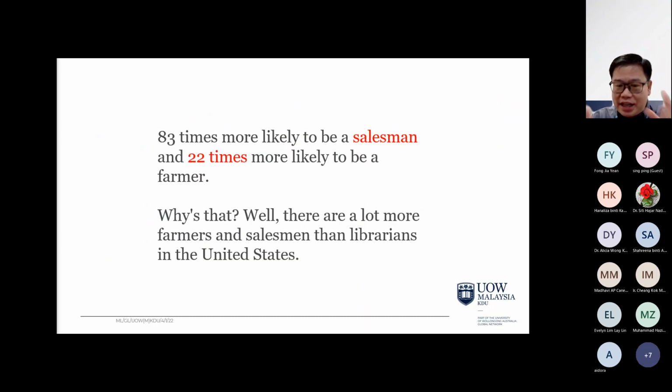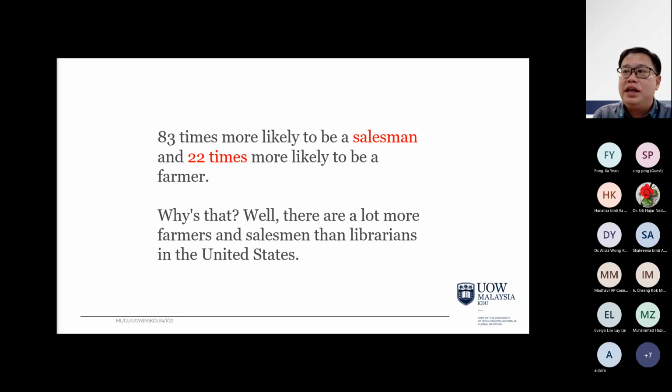Now, however, let's look into this. He is 83 times more likely to be a salesman and 22 times more likely to be a farmer. Now, why is that? Well, there are a lot more farmers and salesmen than librarians in the United States.